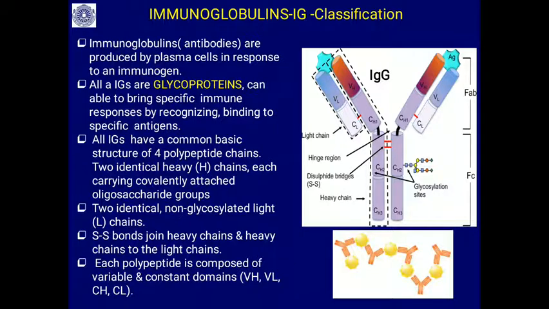Immunoglobulins or antibodies are produced by plasma cells in response to an antigen or immunogen. All immunoglobulins are glycoproteins that can bring about specific immune responses by recognizing and binding to specific antigens. You already know what exactly specific immune responses are. It is either by the production of antibodies or by initiating cell mediated immune responses by the T cells. All immunoglobulins can do this.